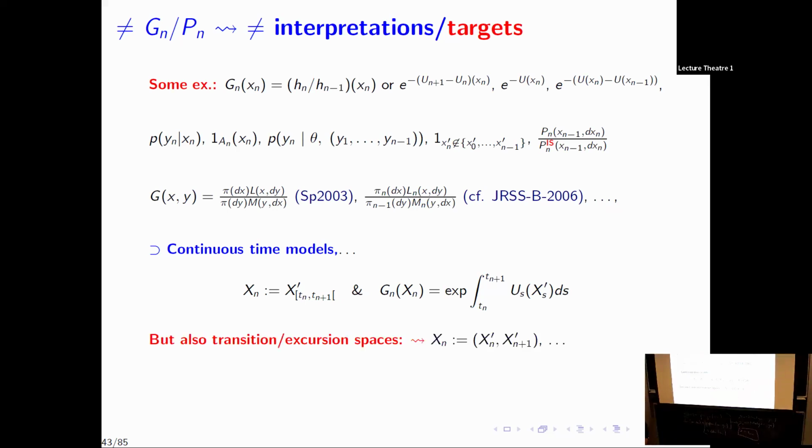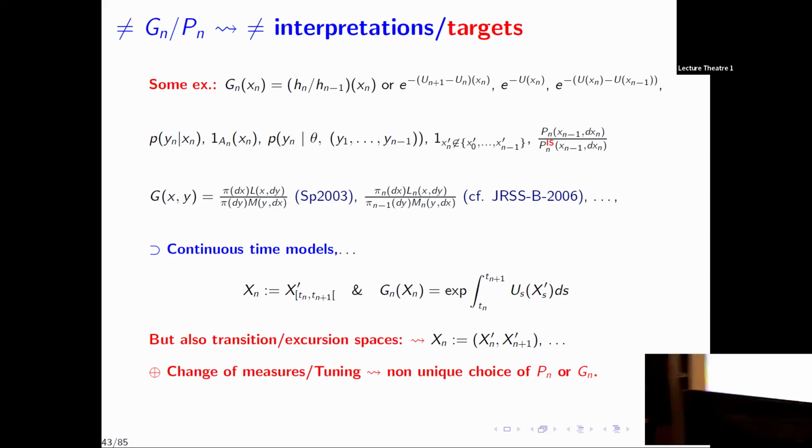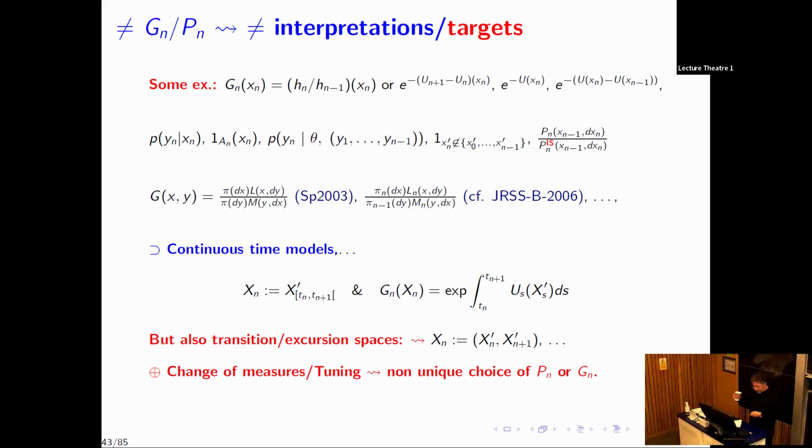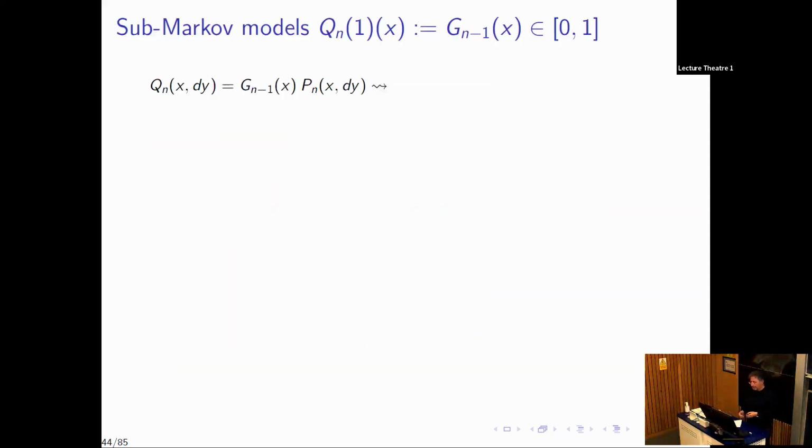Okay, anyway, you can work in these excursion spaces. You can work, and as I said, you can change the P and the G. So there are plenty of choices. Okay, so let's see. This is where people call quasi-invariant measure. So that's the place where things arrive.